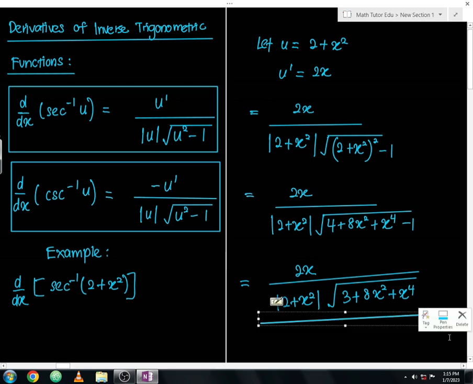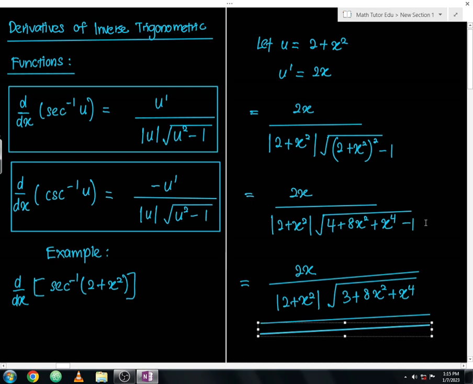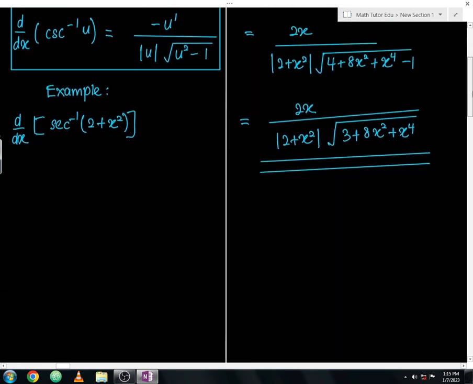The reason why I don't discuss cosecant is because the properties are very much similar, but if you want me to discuss it, I can. If you want, I will show you one more example especially for cosecant. So let me proceed to example 2, where you have d over dx of cosecant inverse 5x, close bracket.